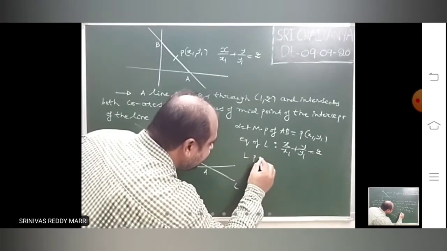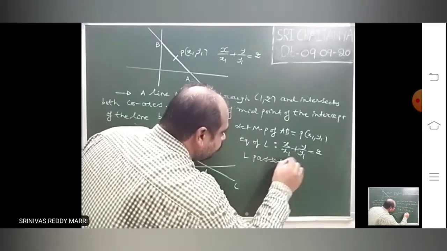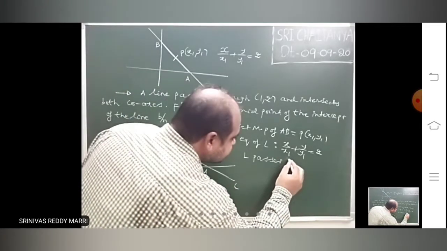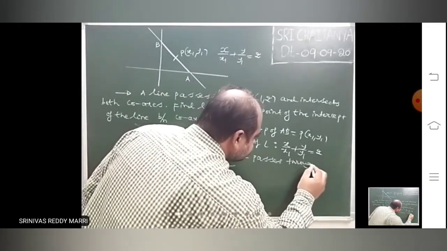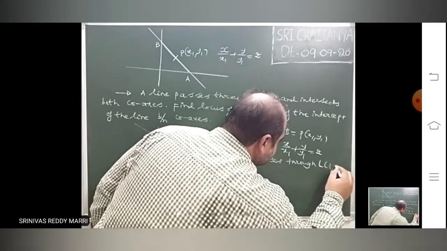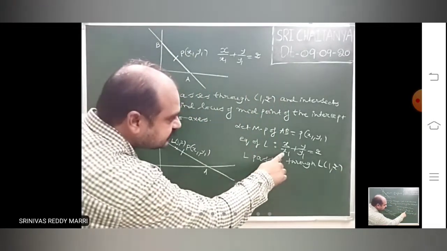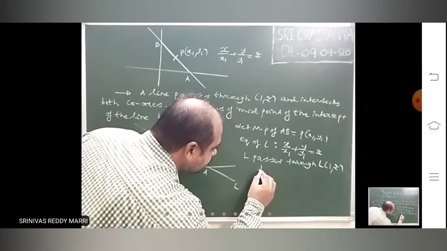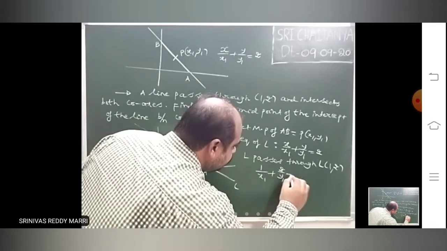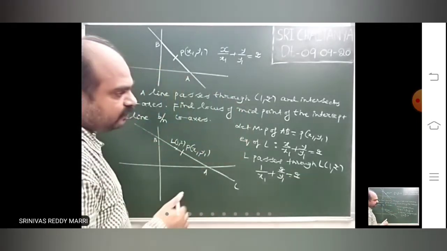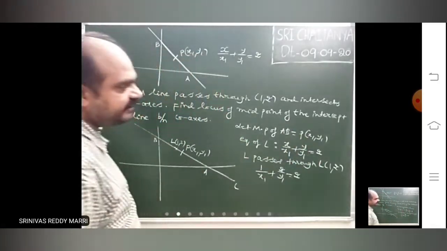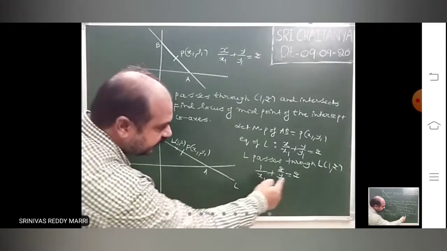But given the condition that L passes through (1, 2), what is the locus? You have to find an equation in x1 and y1. Use this condition: 1/x1 + 2/y1 = 2. Now look at, this is not the locus yet because x and y are not there. You only have to find an equation in x1 and y1. That is the locus.